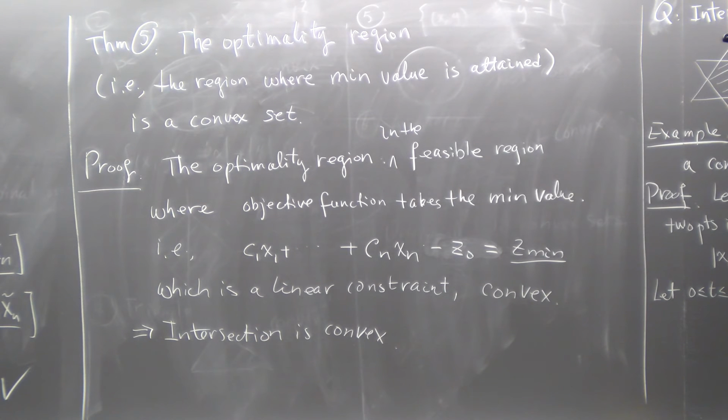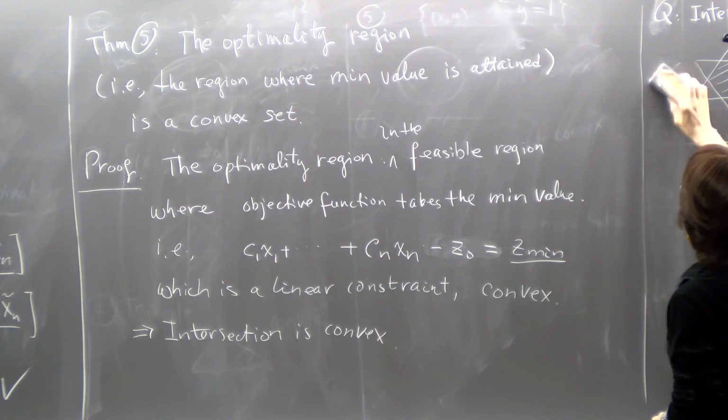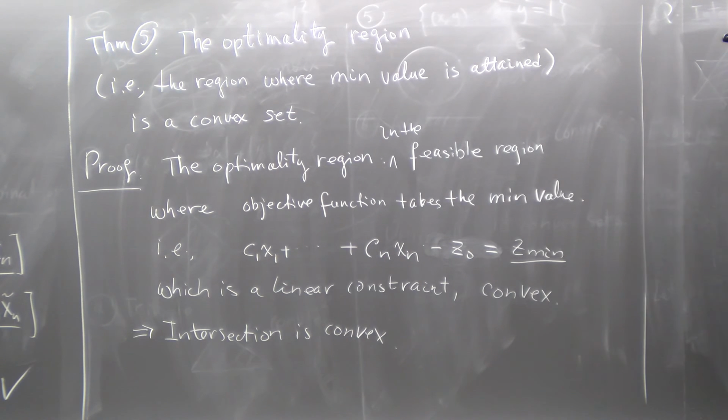Okay? All right, so now we know not only the feasible region is convex, also the optimality region is convex. And actually there are more convex sets in this setting.